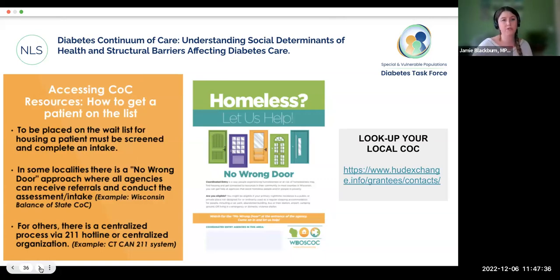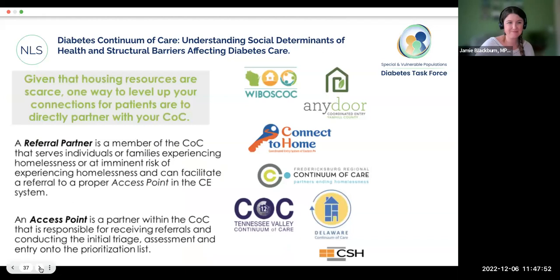It's really important to inform yourself on what process your local COC takes so that you can make those referrals for patients that are experiencing literal or imminent risk of homelessness. And there's often, next slide, please. Housing resources are really scarce in every single community. There is a wait list. It doesn't matter which pathway for resources for housing you're looking for, there is a wait list.